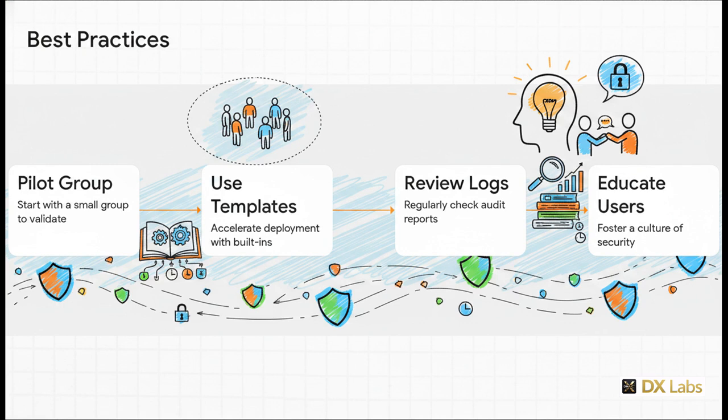Always start with a pilot group. Testing a brand new conditional access policy on a small group prevents you from accidentally locking the entire company out of their email. Next, use the built-in templates. Microsoft provides pre-configured DLP templates for things like financial and health data, which saves you a massive amount of time building complex rules from scratch. Continually review your audit logs to find security gaps. And honestly, most importantly, educate your users. Because if they actually understand why a policy blocked their file transfer, they are much less likely to try and find some dangerous workaround.